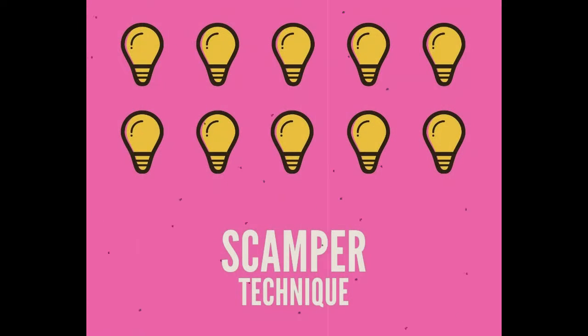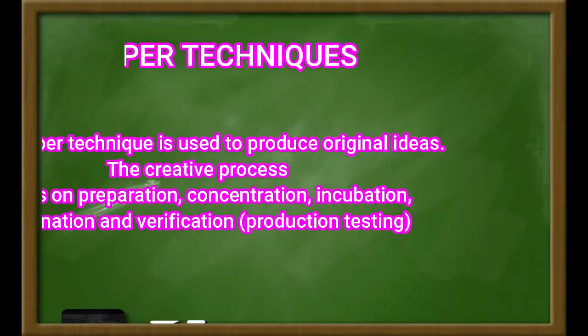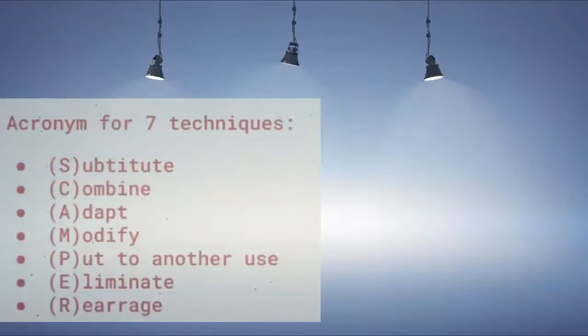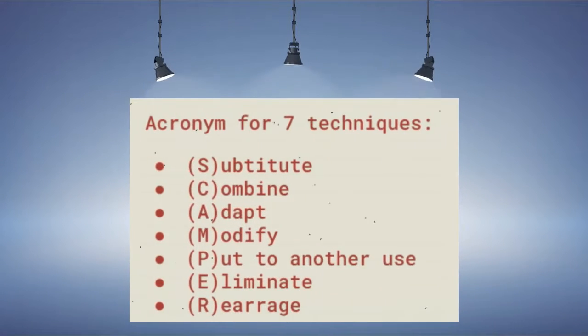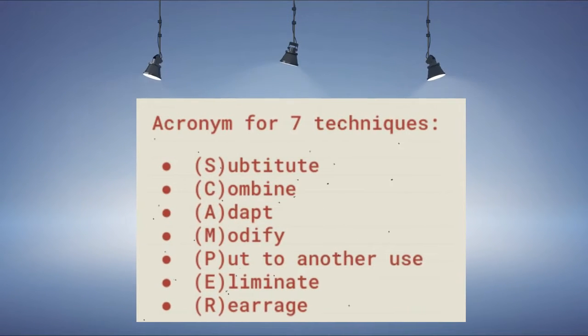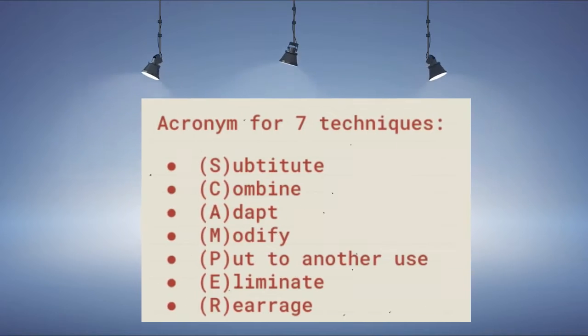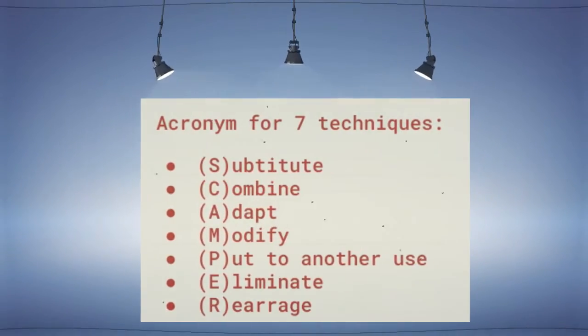Next is the SCAMPER technique, which is used to produce original ideas. The creative process thrives on preparation, concentration, incubation, elimination, and verification, which is the production testing. The acronym is for 7 techniques, which are S for substitute, C for combine, A for adapt, M for modify, P for put to another use, E for eliminate, and R for rearrange.